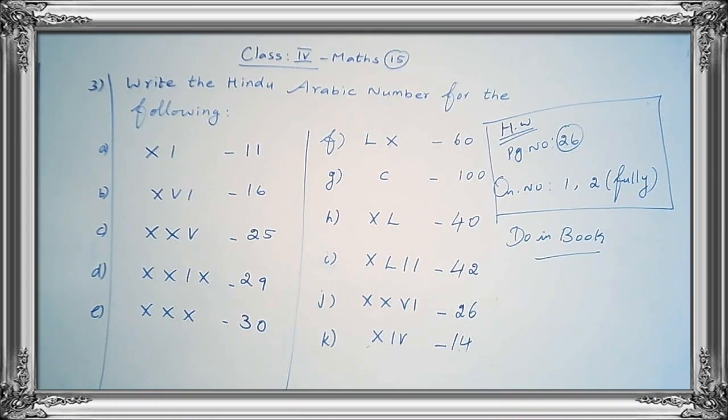Next is 2. Write the Hindu Arabic numbers for the following. Here also A and B are given. Yes children. So these two also homework. Okay. So first question fully, second question fully. Okay. Are you clear? Yes. So these both questions do in your book only. Okay children. No need to copy in the homework note. Only do in your book.